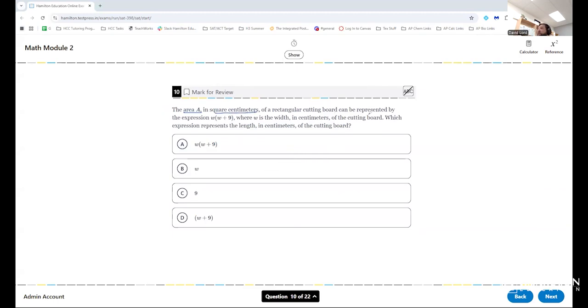Question number 10. The area in square centimeters of a rectangular cutting board can be represented by the expression W times (W plus 9), where W is the width. So we have a cutting board. This is W, this is W plus 9. Which of the expressions represents the length in centimeters of the cutting board? Well, we know that this is the width, so the other one must be the length, because area is equal to length times width. And so the answer is D.